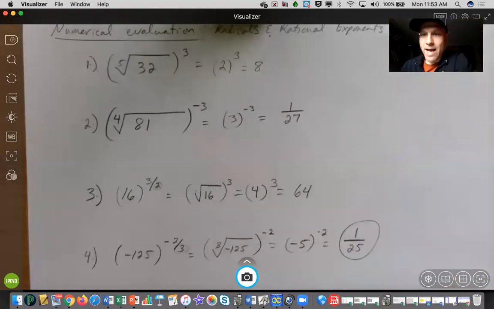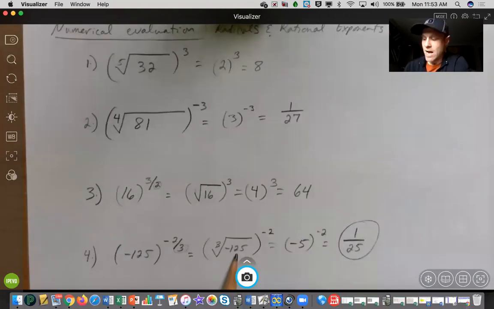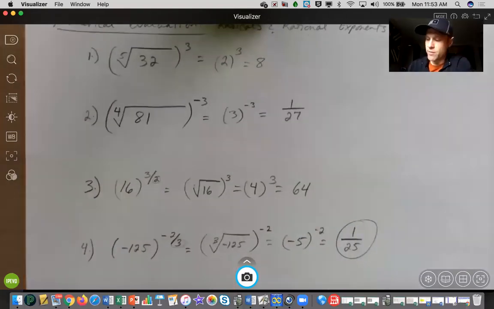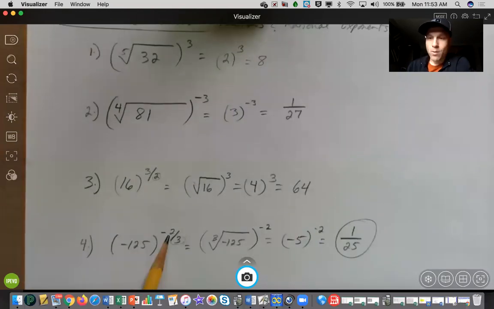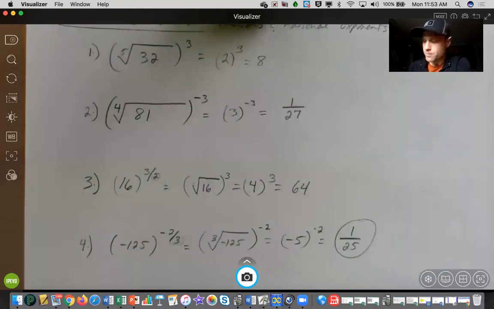So hopefully that will help you evaluate numerical expressions involving radicals or rational exponents, being able to go from one to the other. I like to be able to write them as radicals because it helps me understand it. If you can get there from seeing it as a rational exponent, just remember that the root you're trying to do of this base number here is the denominator. So we're doing a cube root of this number, and then we're going to raise it to the other power. We're going to raise it to the numerator.